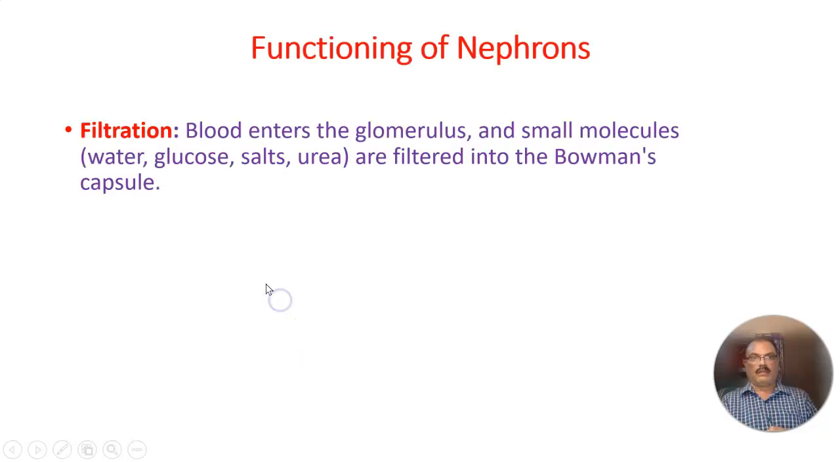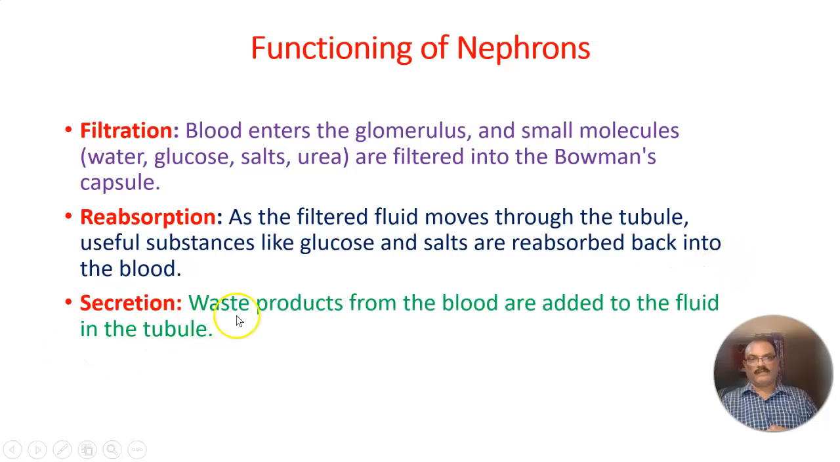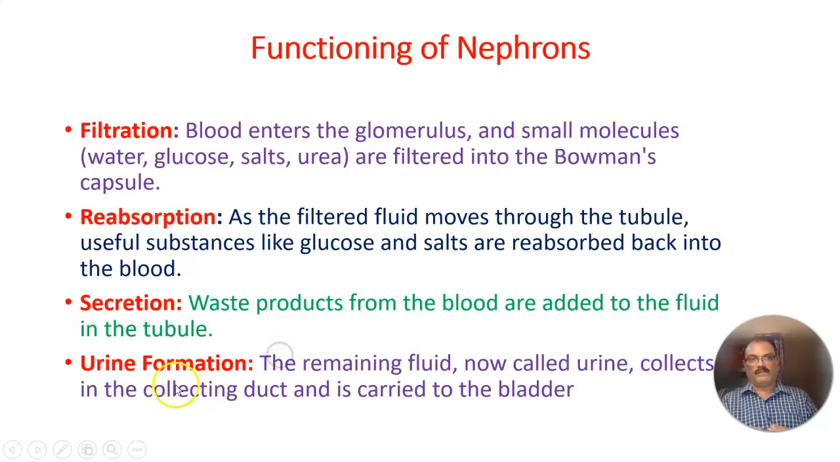Function. Filtration. Blood enters the glomerulus and small molecules, water, glucose, salts, urea, are filtered into the Bowman's capsule. Reabsorption. As the filtered fluid moves through the tubule, useful substances like glucose and salts are reabsorbed back into the blood. Secretion. Waste products from the blood are added to the fluid in the tubule. Urine formation. The remaining fluid, now called urine, collects in the collecting duct and is carried to the bladder.